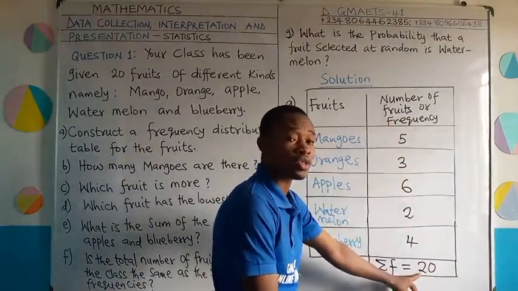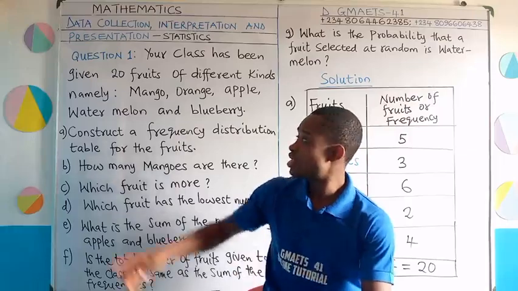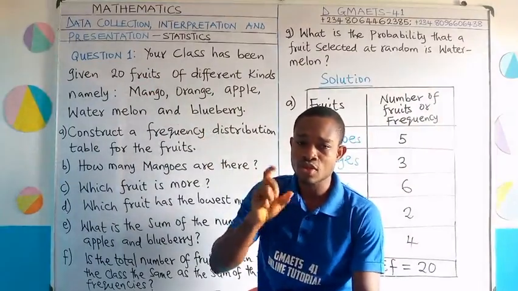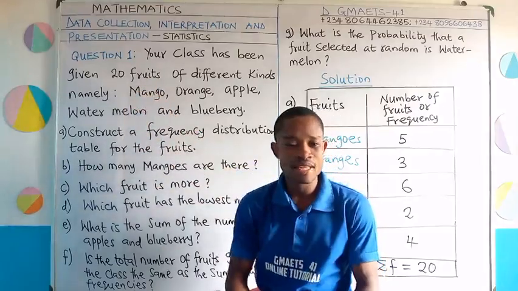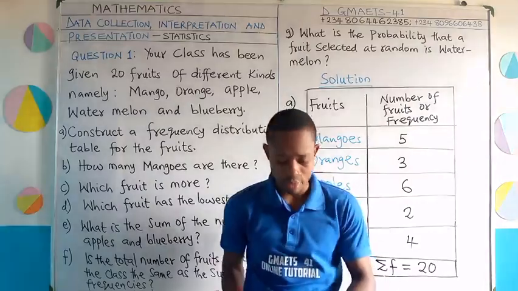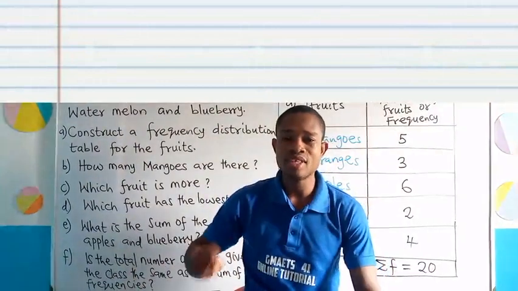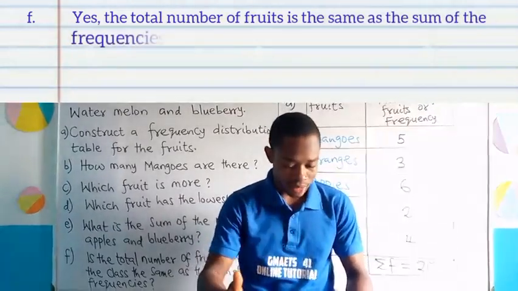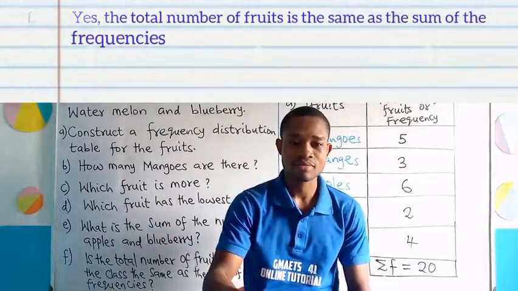That will take us to the sum of frequencies, the addition of all these frequencies. When we added, we got what? 20. Wow, that's good. Since the total frequency is 20, it agrees with the total number of fruits that Mr. So-and-so said are in the fruit bag. He told me that there are 20 fruits there, and it agrees. It's the same as the sum of frequencies from our frequency table. Alright, so what will be the answer to question F? The answer will be yes. Because the question is whether the total number of fruits given to the class is the same as the sum of the frequencies? Yes. They are the same.